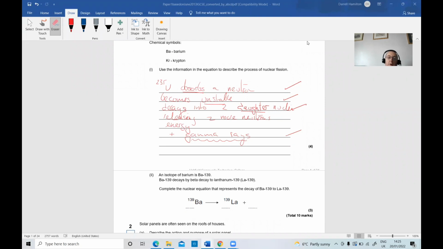So finally then, part 3, an isotope of barium is barium-139. Barium-139 decays by beta decay to lanthanum-139. Complete the nuclear equation that represents the decay of barium-139 to lanthanum-139. So beta decay. Well, beta we know is 0 minus 1, because it is an electron actually, and the electron comes from a neutron decaying into a proton and an electron.